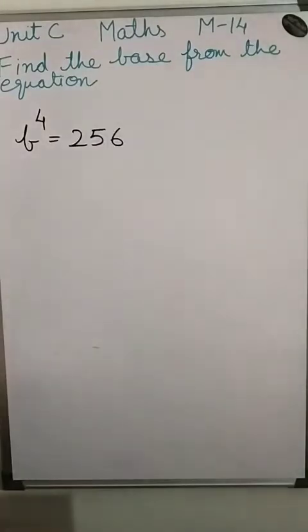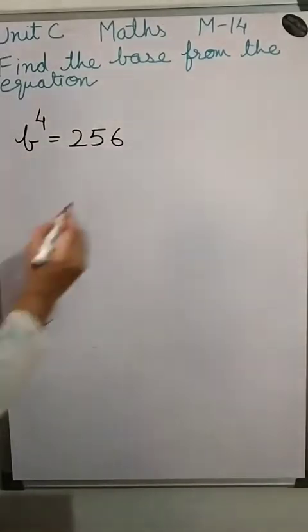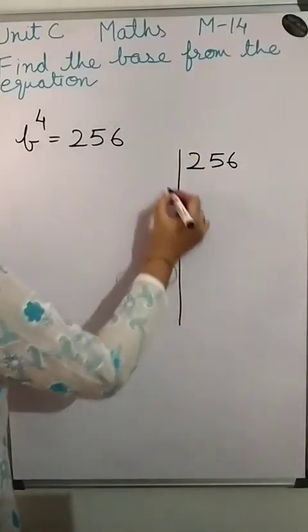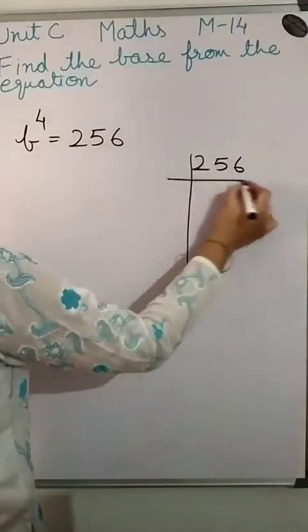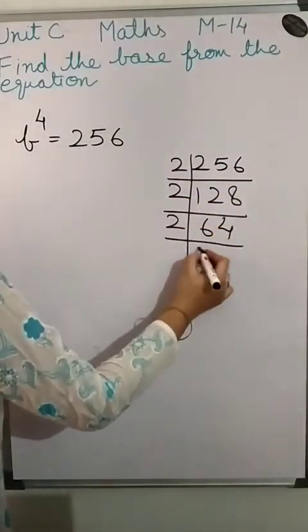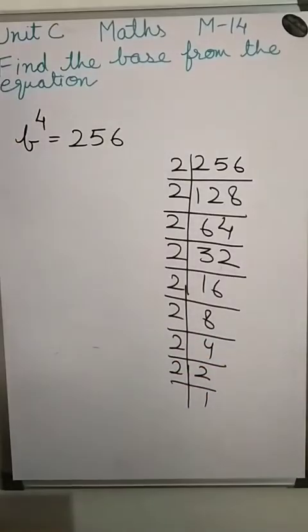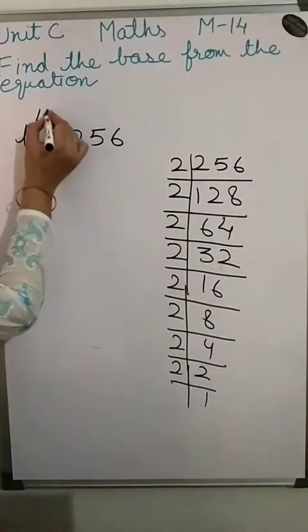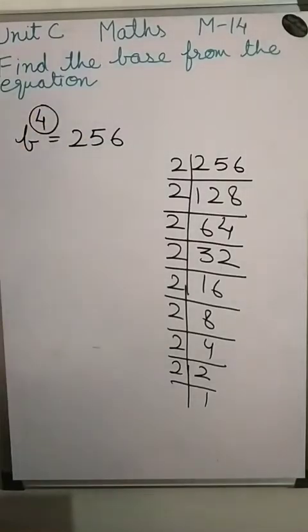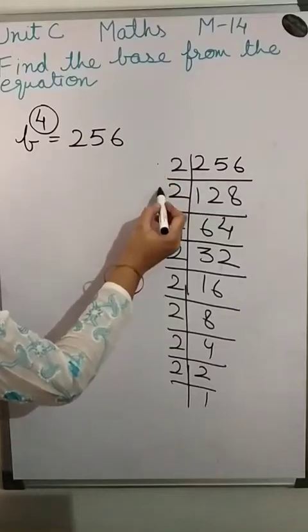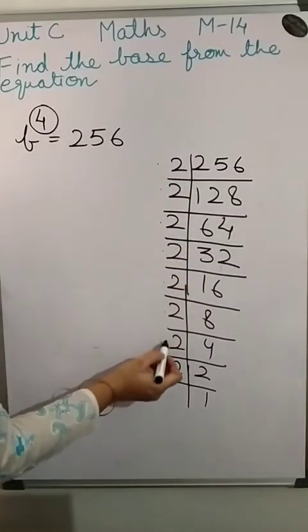Here the question is b to the power 4 is equal to 256. The question is given to you and you have to calculate again the value of b. So the same thing we follow here. Find the factors of 256. Now here the power is 4. Then how do we write? See here how many 2s are here? 1, 2, 3, 4, 5, 6, 7, 8.